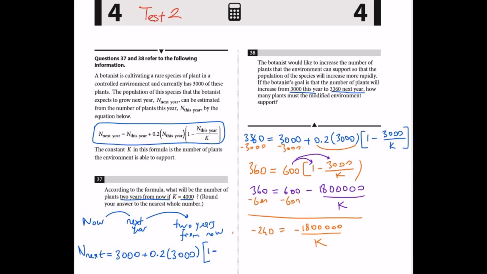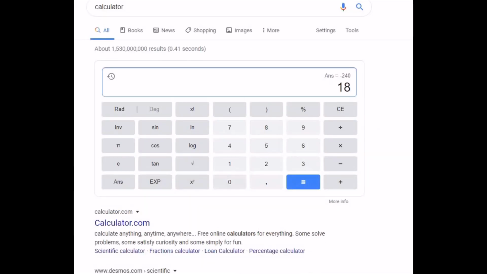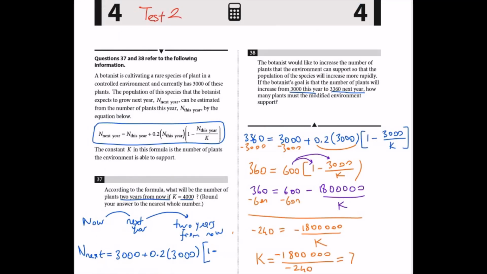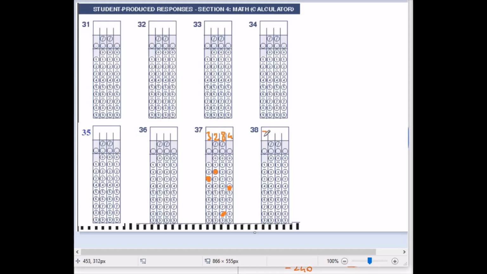over k. Here we're going to be solving for k, so if we cross multiply, it's going to be negative 240k, and if you divide both sides by negative 240, you find k. So k will be equal to negative 1,800,000 divided by negative 240. We're going to obtain a positive number. Let's see. Negative 1,800,000 divided by negative 240 will be 7,500. So 7,500 is the answer. That's the k number. So we're going to go to the bubble part and carefully bubble it in.